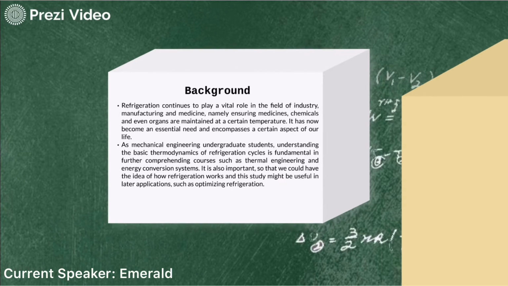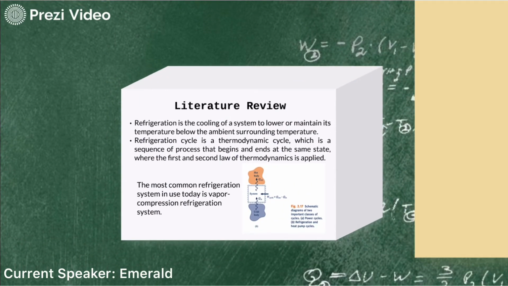So let's get to the literature review. Refrigeration is the cooling of a system to lower or maintain its temperature below the ambient surrounding temperature. Refrigeration cycle itself is a thermodynamic cycle, which is a sequence of processes that begins and ends at the same state, where the first and second law of thermodynamics is applied. As we all know, the most common refrigeration system in use today is vapor compression refrigeration system.